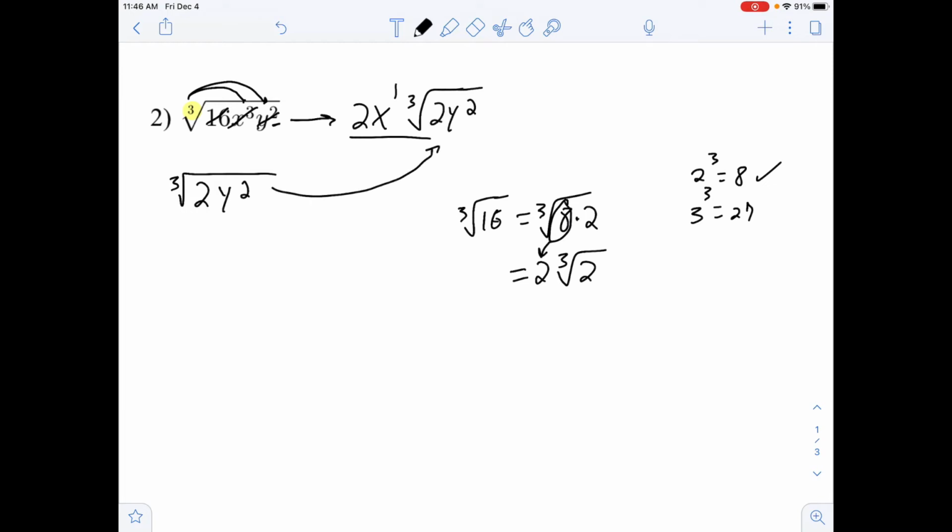Remember that, we're just bringing it up over here. So the answer is 2x cube root of 2y squared. And don't forget to put that cube there. If you don't put the third root there, then it's implied that it's square root, and that's not the same thing.